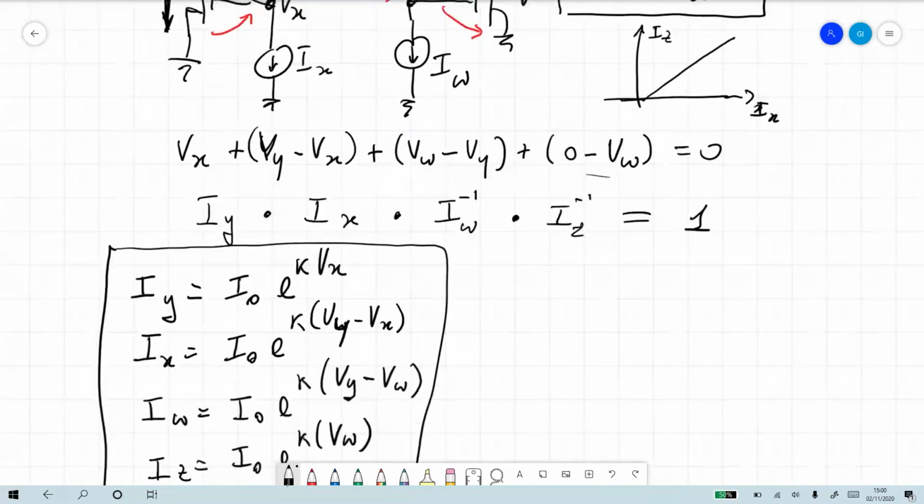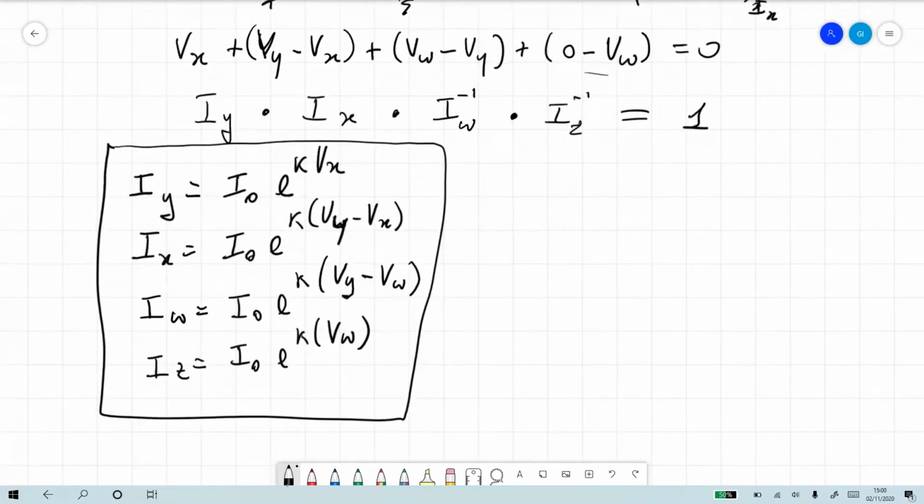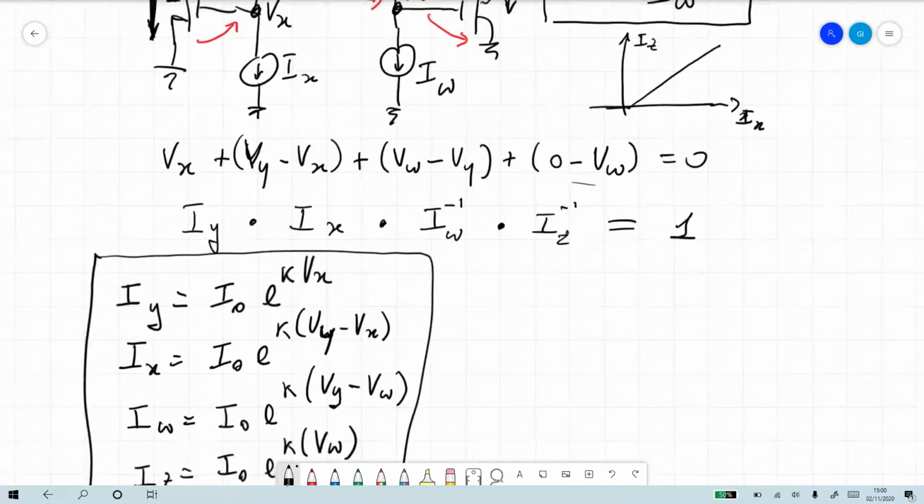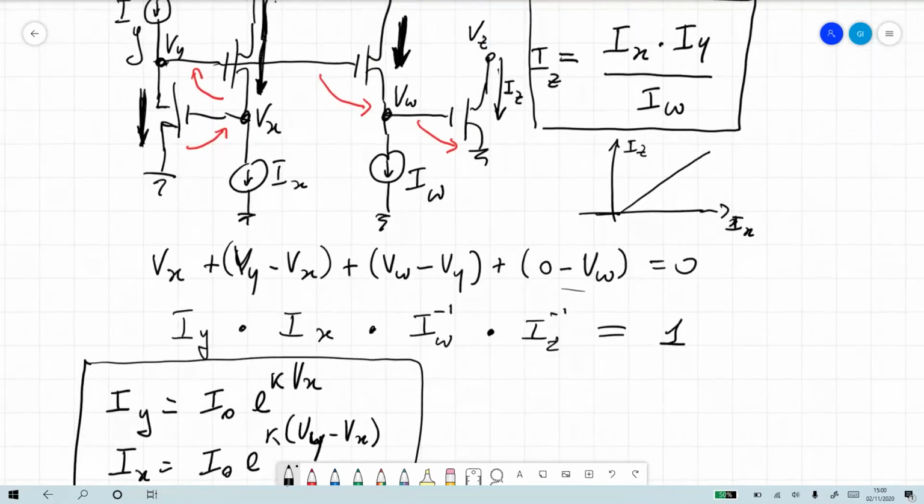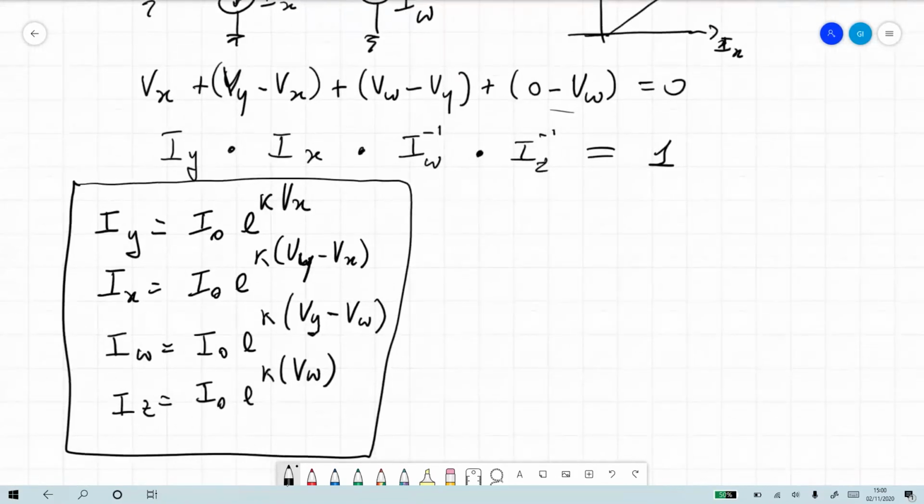But of course, you can write down the equations. You can apply Kirchhoff's current law whenever there is a node. And then you can solve this system of equations and you will get the same result. You will get that Iz is equal to Ix times Iy divided by Iw. The translinear principle is just a convenient way of simplifying the analysis and getting to the result more quickly.